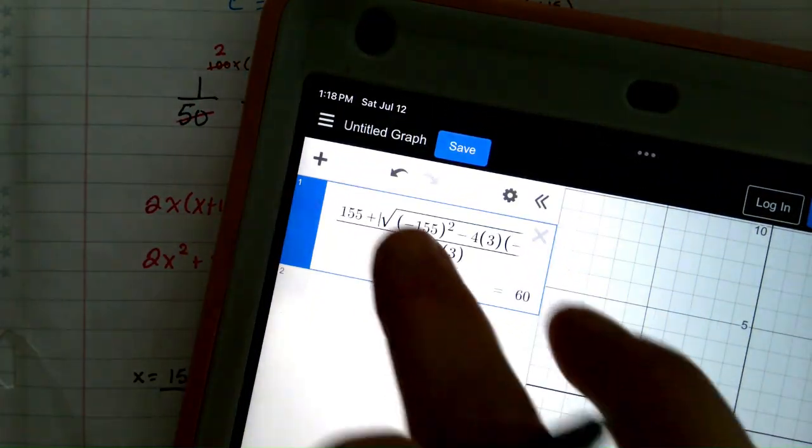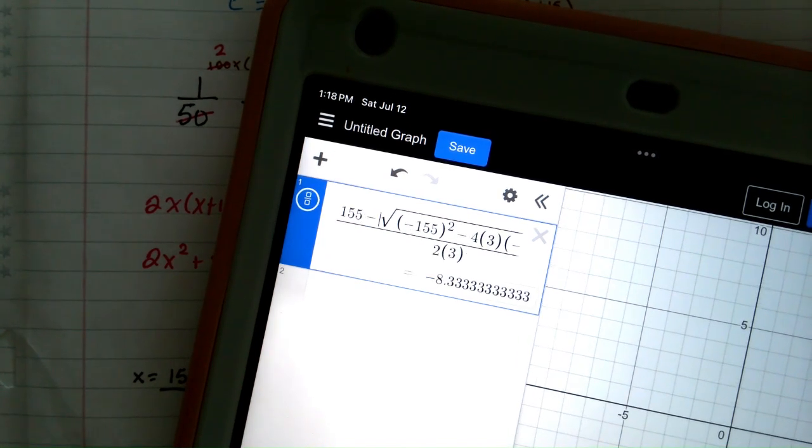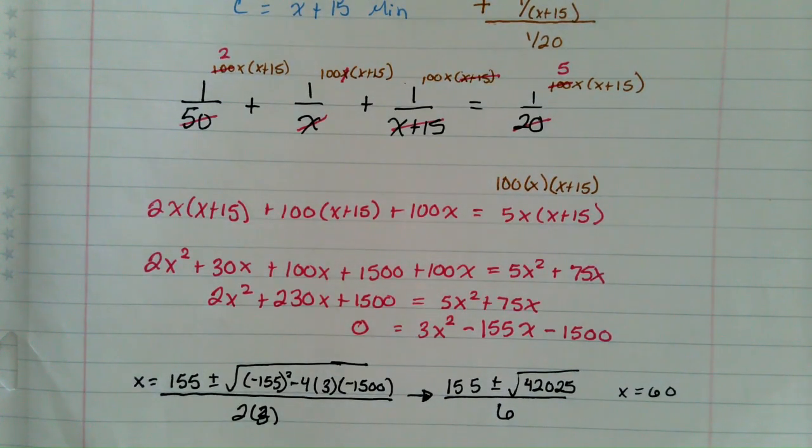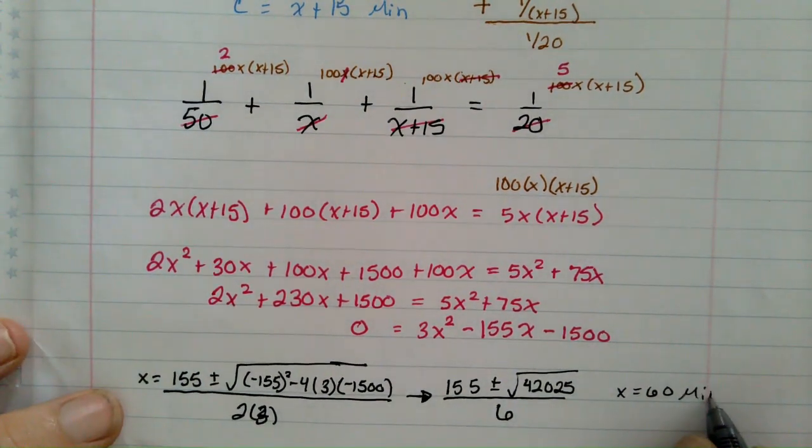Or, because it's a plus or minus, right? Delete that, make it a minus. It could be negative 8 1/3 minutes. We can't go back in time, so negative 8 1/3 minutes doesn't make sense in this problem. So remember, sometimes in word problems you have to use realistic answers, and negative 8 minutes is not realistic. So we found out x equals 60 minutes. So this person would take an hour to plant the garden.